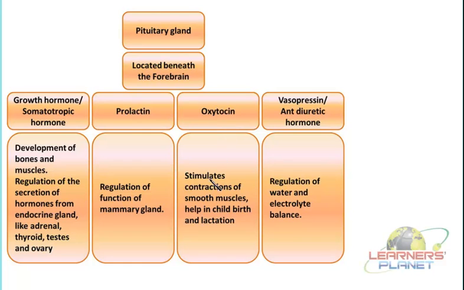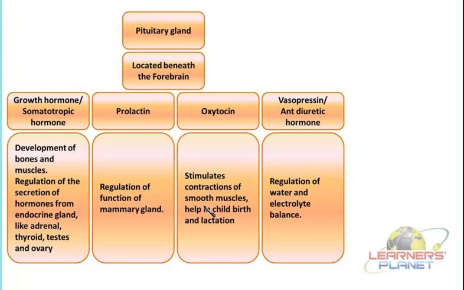This oxytocin will stimulate the contractions of the smooth muscles. Which type of contraction? It is related to childbirth. The muscles have to contract or relax in a particular pattern. That rhythmic contraction and relaxation should be there, so a child is delivered normally. And this type of contraction and relaxation is promoted by the oxytocin hormone.